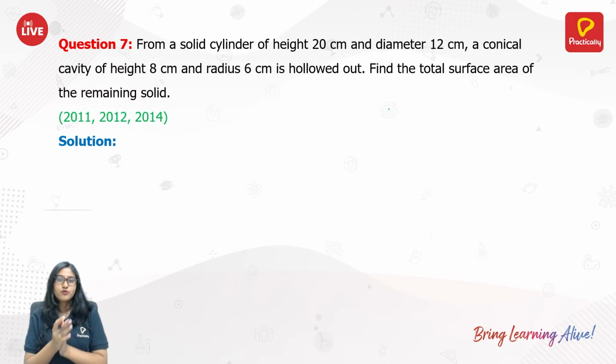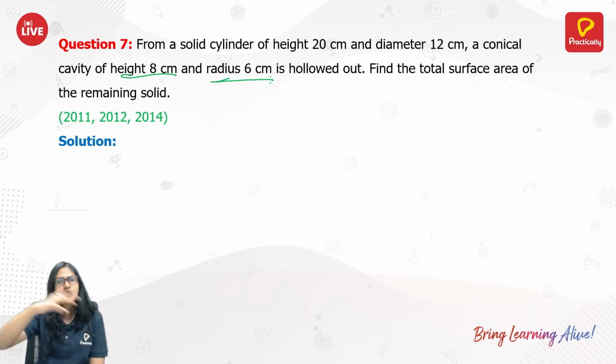Next. From a solid cylinder of height 20 centimeters and diameter 12 centimeters, a conical cavity of height 8 centimeters and radius 6 centimeters is hollowed out. What is hollowed out? It's removed. Find the total surface area of the remaining solid. Let's draw the diagram.